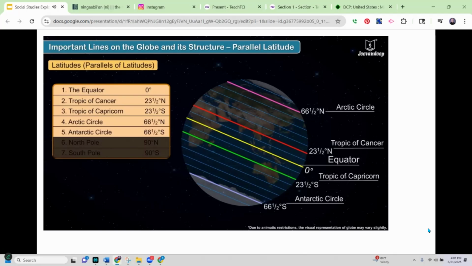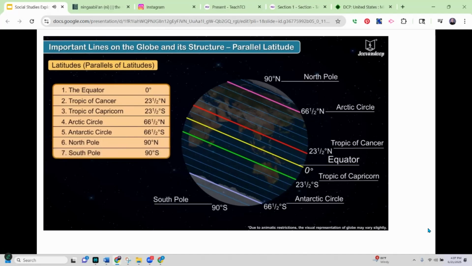Antarctic Circle at 66.5 degrees south. North Pole at 90 degrees north. South Pole at 90 degrees south.